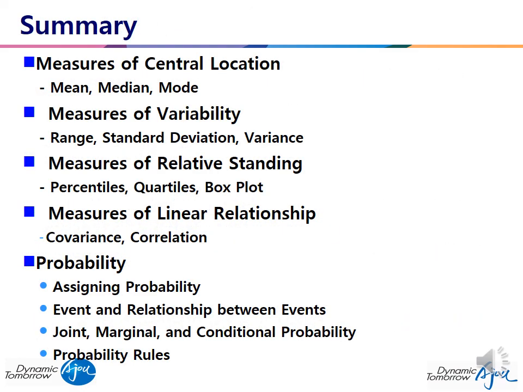Okay, this is what we learn today. First, we learn measures of central location: mean, median, mode. Second, measures of variability: range, standard deviation, variance. Third, measures of relative standing: percentile, quartile, box plot. Then we learn measures of linear relationship: covariance, correlation. Then we learn how to assign probability, event, relationship between events, joint, marginal, conditional probability, and probability rules.